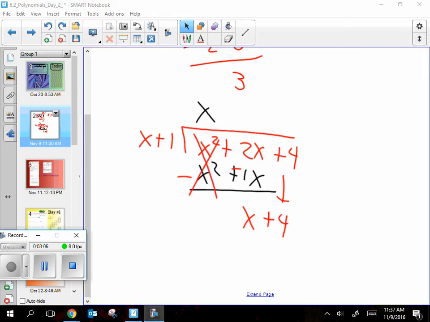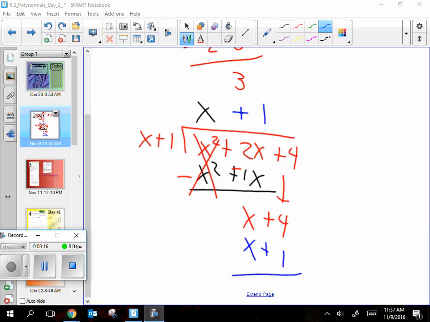The problem is you can't put anything here that's going to totally fix it. But I'm going to use plus 1. 1 times x is x. 1 times 1 is 1, and they don't match up nice. Opposite, opposite. 4 minus 1 is 3, which is the remainder. So you should have said it was x plus 1 times x plus 1, plus 3. There's your hand if you had that one right.